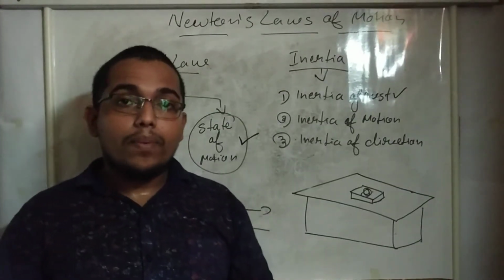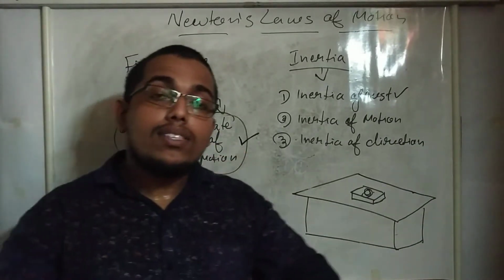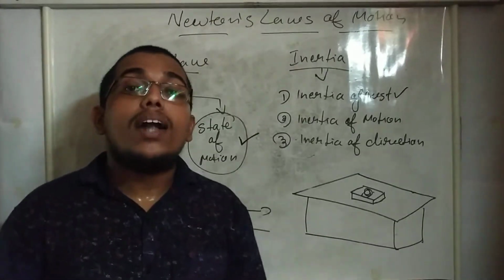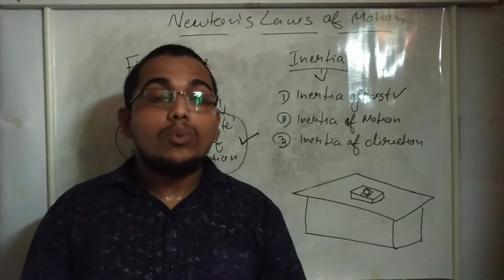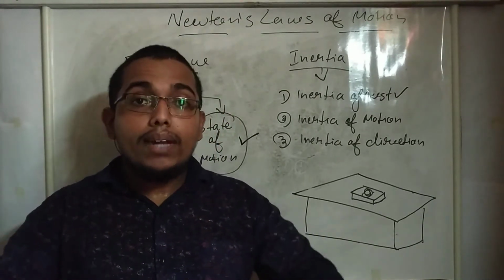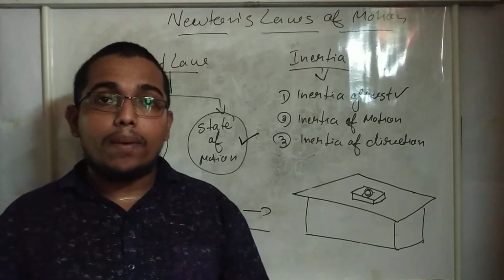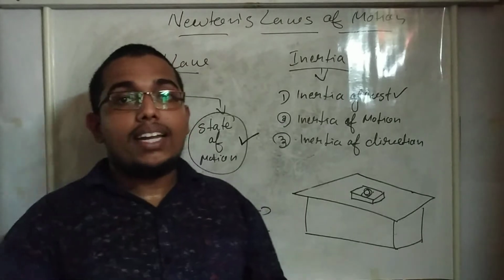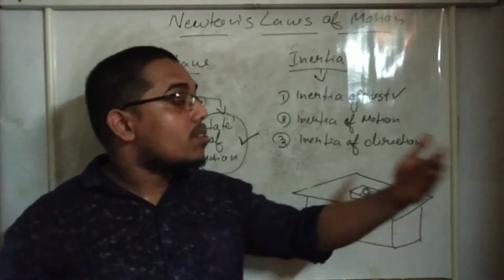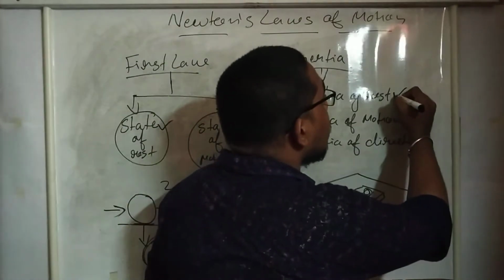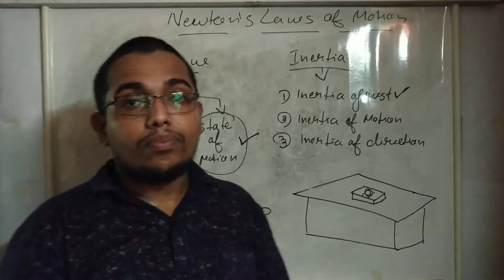What is the reason? When the bus or car starts suddenly, the lower part of our body moves along with the bus or car. At the same time, the upper part of our body tries to remain in the state of rest. That is why we fall backward when the bus or car starts suddenly. That is an example for inertia of rest.